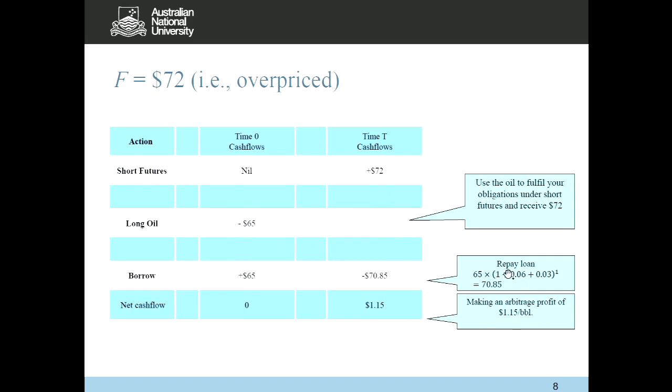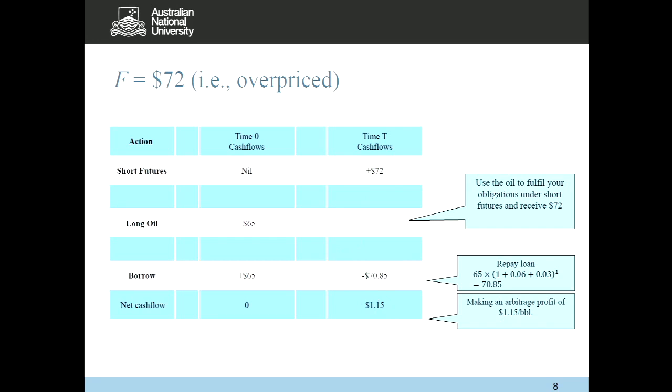So we're going to repay that loan at an interest rate of 6%, so that's your risk-free rate. And also remember, we put that in a storage house, in a warehouse, and the storage cost is 3%. So that is the additional cost we have to repay. And that is to the power of 1. So the amount of the loan that we have to repay in 1 year's time is $70.85. And guess what? The future price that we received under our short future contract is higher than this cost of carry. And we made a profit of $1.15.